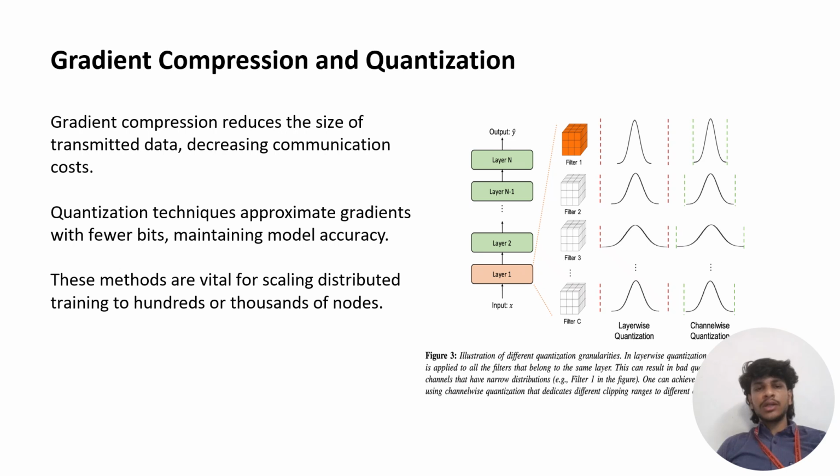Compression and quantization. Gradient compression reduces the size of transmitted data, decreasing communication costs. Quantization techniques approximate gradients with fewer bits, maintaining the model accuracy. These methods are vital for scaling distributed training to hundreds or thousands of nodes.